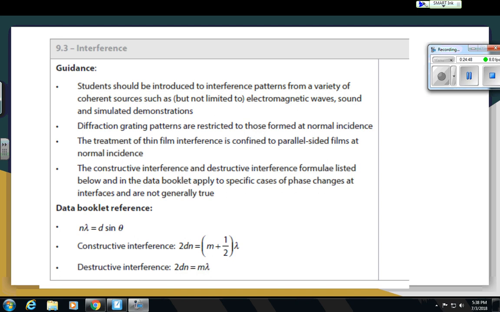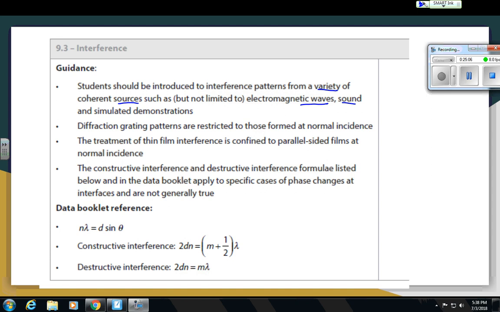And it's always a good idea to look at the guidance on the syllabus. So you should understand interference patterns from a variety of coherent sources, such as electromagnetic waves, sound, and demonstrations, okay? So understand that this all can happen with different kinds of waves.